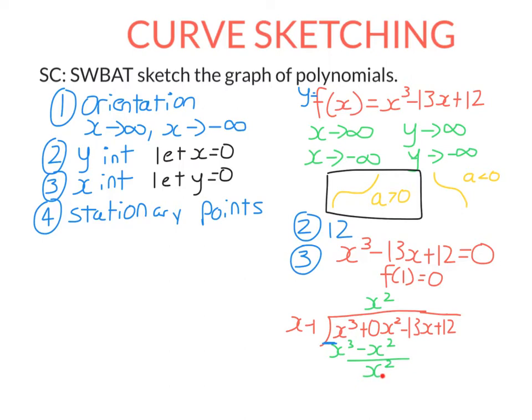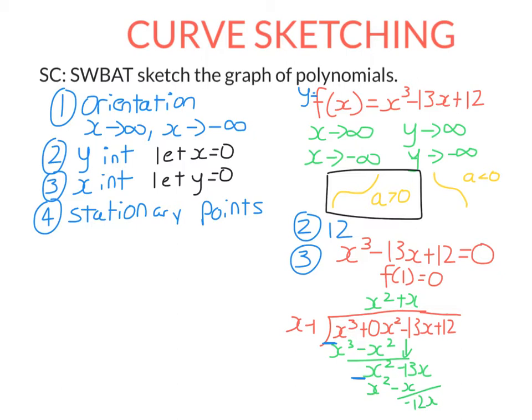When I get a remainder, divide it by the leading term. x squared divided by x is just positive x. So then I'm going to bring down this negative 13x. Whenever I get a term up here, I multiply it by this. So I go x times x, and then x times negative 1. So again, I'm going to subtract to find the remainder, and I get minus 12x.